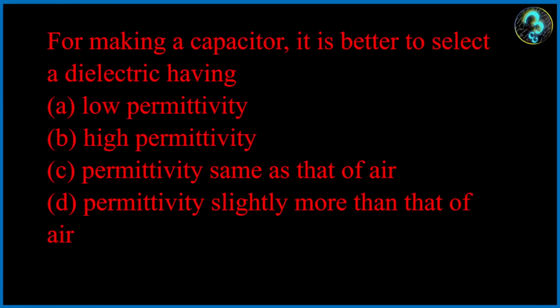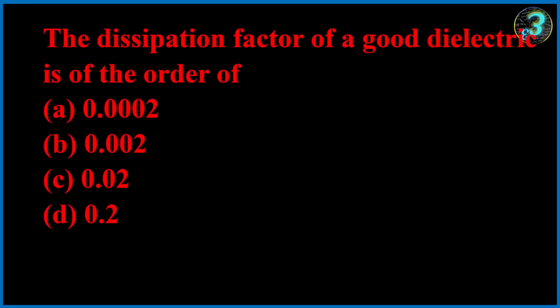For making a capacitor, it is better to select a dielectric having: low permittivity, high permittivity, permittivity same as that of air, or permittivity slightly more than that of air. So the correct answer for this one is letter B. Okay. The dissipation factor of a good dielectric is of the order of. Kaya sabi ko kanina, kapag mas mababa, mas okay ang dissipation factor, mas okay yung capacitor. So the correct answer for this one is letter A.